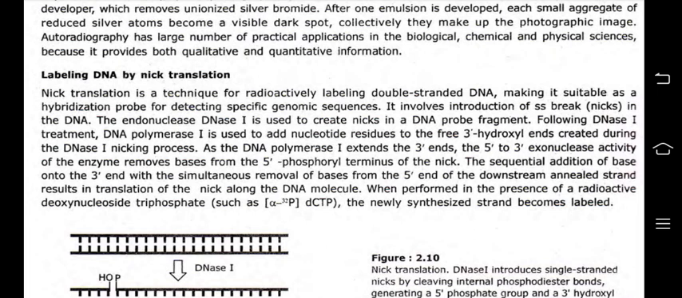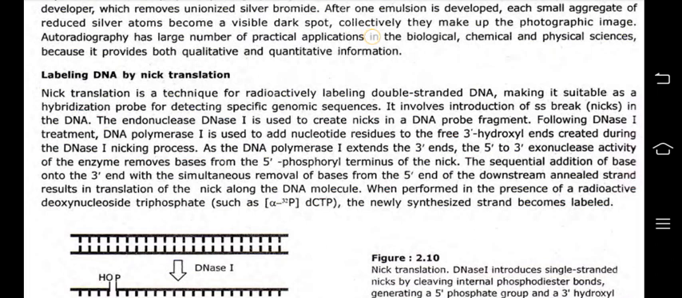The sequential addition of base onto the 3' end with simultaneous removal of bases from the 5' end of the downstream annealing strand results in translation of the nick along the DNA molecule. When performed in the presence of a radioactive deoxynucleoside triphosphate, such as alpha 32P dCTP, the newly synthesized strand becomes labeled. Nick translation is a technique for radioactively labeling DNA.